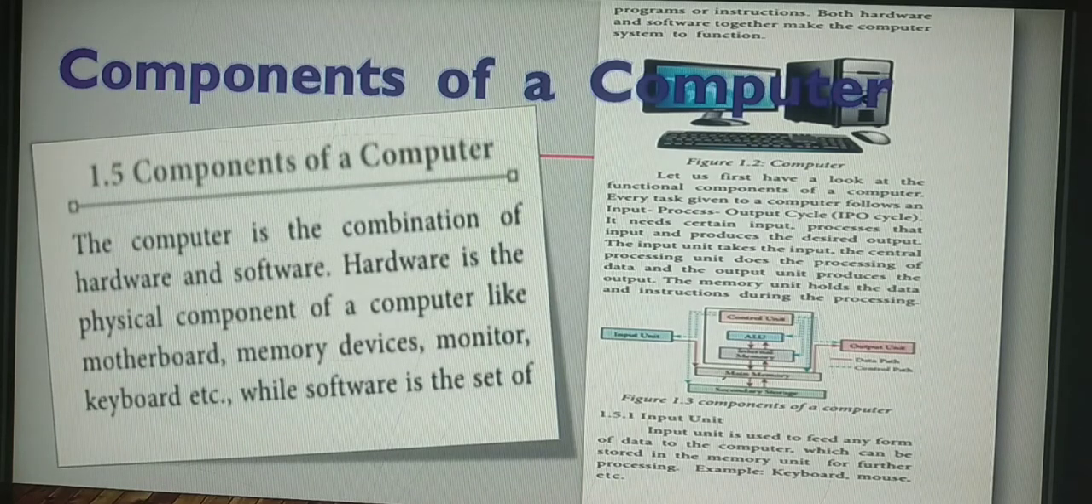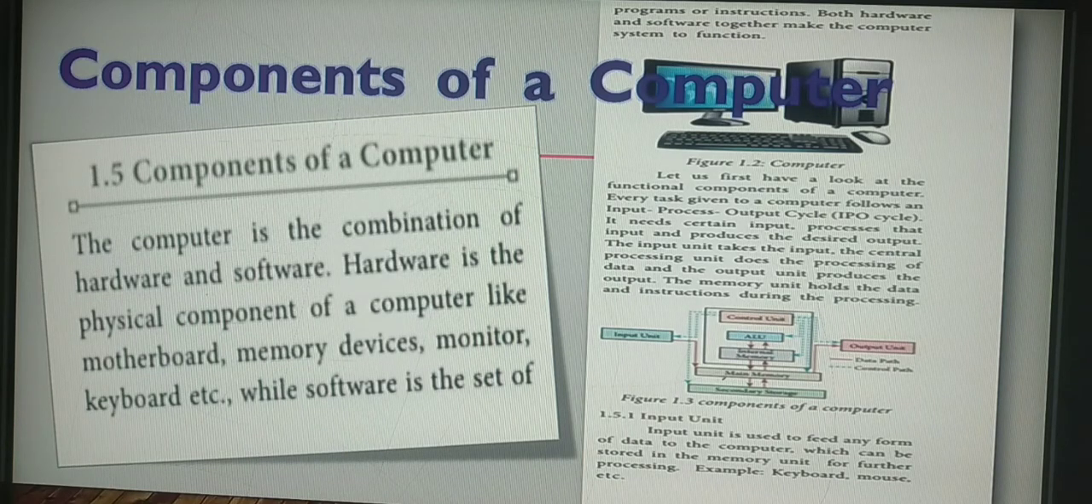It is components of a computer. That is your Section D, first question: explain the basic components of a computer with a neat diagram. For that, in your book, you have to mark from page number 4 to 5. It begins with the components of the computer. So a computer is a combination of hardware and software. From that, you have to mark.